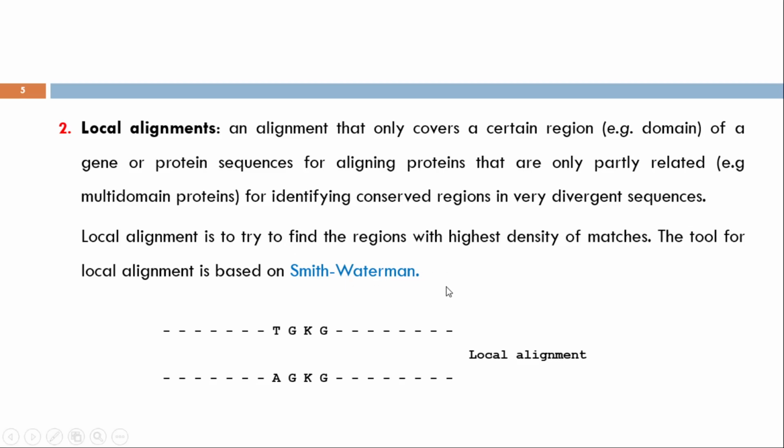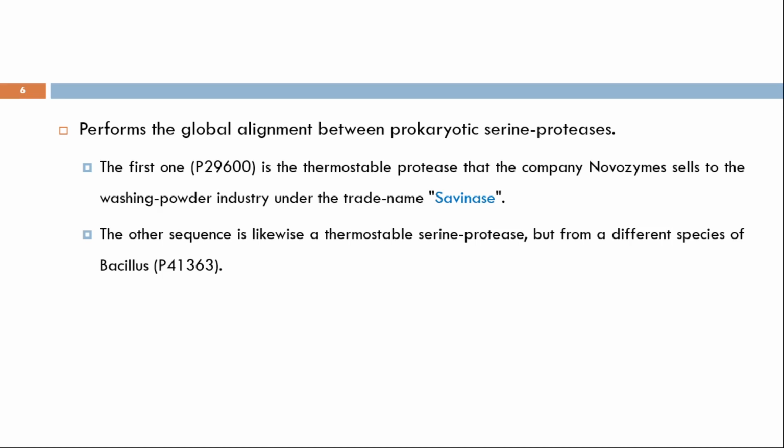So today in this particular session, I am going to demonstrate both algorithms, the Smith-Waterman algorithm and the Needleman-Wunsch algorithm, for pairwise alignment. Here the example I have taken is a thermostable enzyme, serine protease. The protein ID of this thermostable protease is P29600, which is already submitted in UniProt.